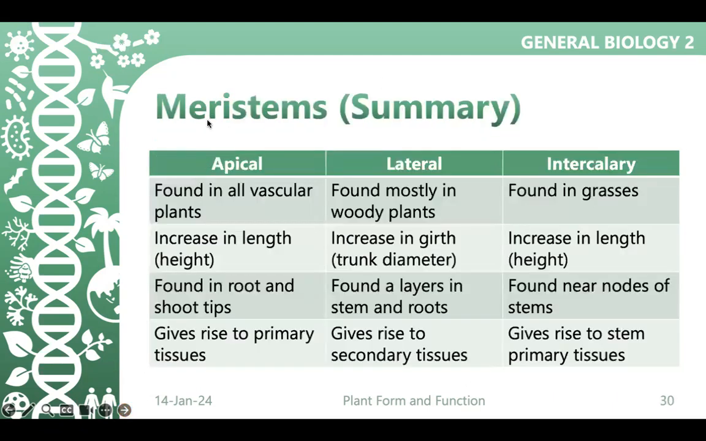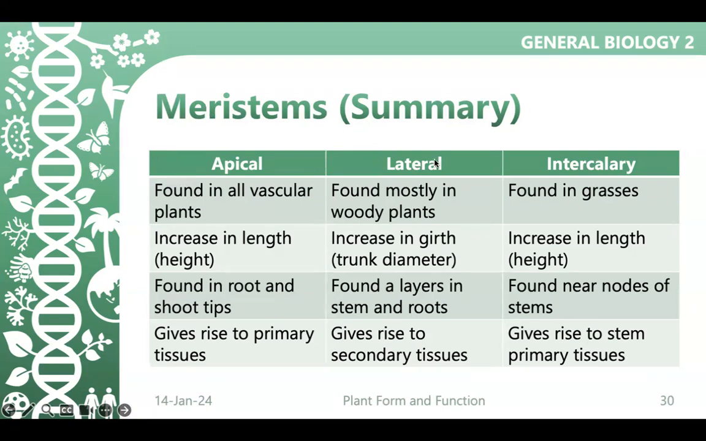Okay? So in summary, ito sila ngayon. We have the apical meristems. Okay? They increase the length of the plant just as your intercalary meristems. Ang pinagkaiba lang nila, your intercalary meristems are only found in the grass family, Family Poaceae. While apical meristems are found in every vascular plant. Okay? Every vascular plant. So, saan lang makikita yung apical meristem? Sa root and the shoot tips. Okay? Sa mga tuktok lang, o sa dulo nung sa ugat. Diba? And all apical meristems will give rise to the primary tissues.